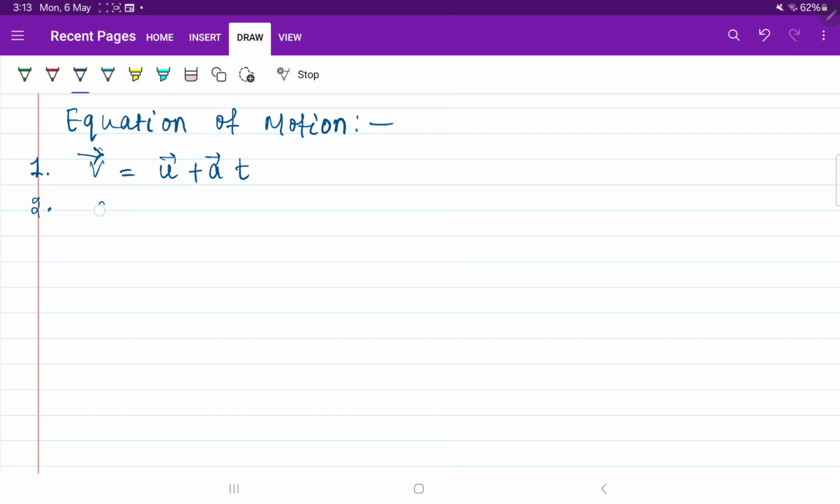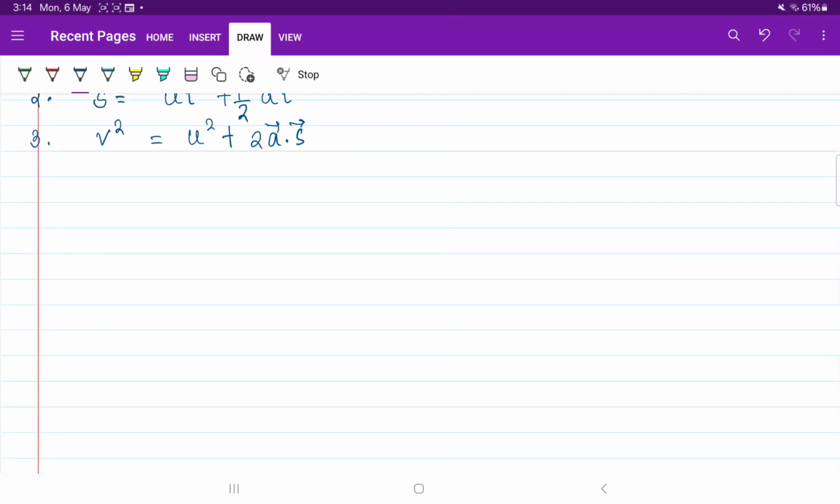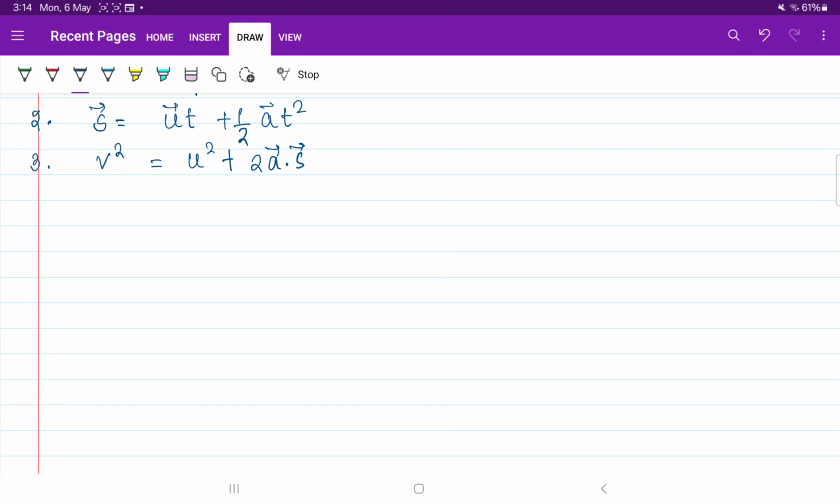The second equation is s equals ut plus half at square. And the third equation is v square equals u square plus 2a dot s. You can see that there is a dot product clearly indicated between the acceleration and displacement vectors.